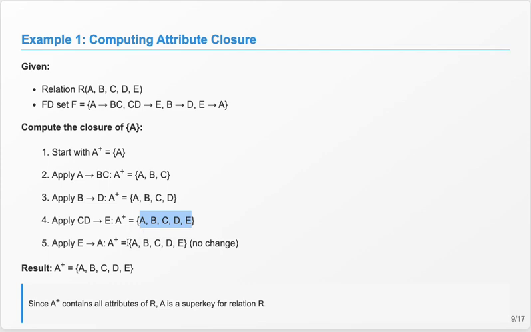And then what else do we got? E determines A. Well, A is already in there, so we got A, B, C, D, E. So basically, the closure of A contains all attributes of R, which means that A is a superkey for the relation. And because A is just a single attribute, we know that it is by default minimal. So A is also a candidate key in this case.